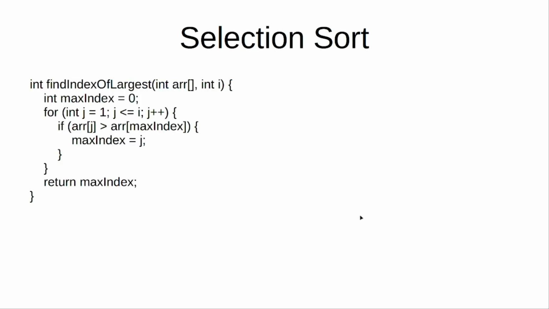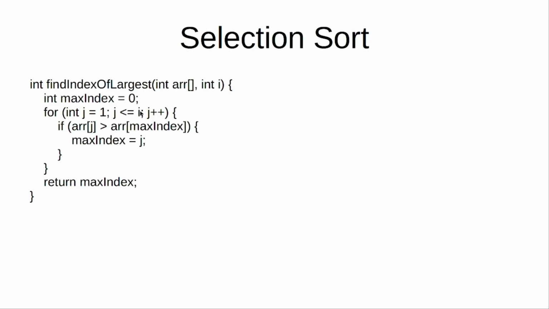I created a helper function that finds the index of the largest element in the unsorted part of the array. It creates a variable to store the max index. And it loops for j equal to 1, j less than or equal to i, j plus plus. So what this is doing is it's starting at 1 because we should not start at 0. If we start at 0, we're going to compare it to itself. So don't start at 0, start at 1.